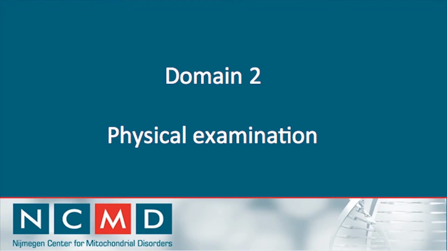Domain 2. The second domain is the physical examination part. In case of asymmetrical abnormalities, please score the most severely affected side. Here we will give some examples. Detailed instructions can be found in the manual. Please remove orthoses and corsets if possible.